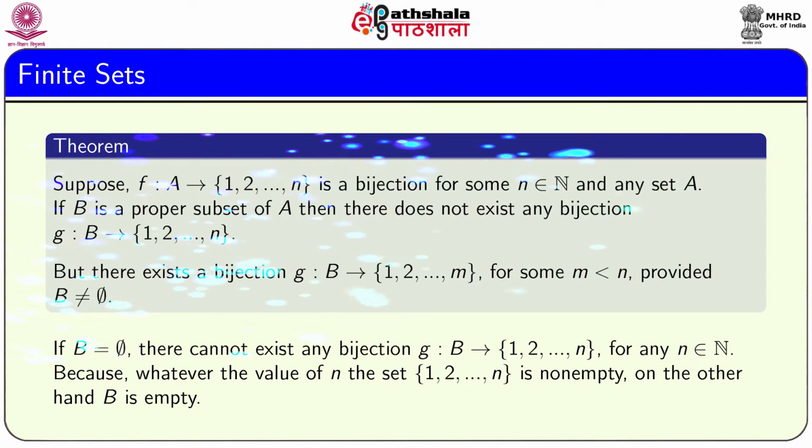Suppose we start with a proper subset B of A, which is an empty set. Then there cannot exist any bijection G from B to the set 1 to n for any n chosen from the natural numbers, because whatever the value of n, the set 1 to n is non-empty. On the other hand, we have chosen B to be empty, so there cannot exist any bijection from B to that particular set.